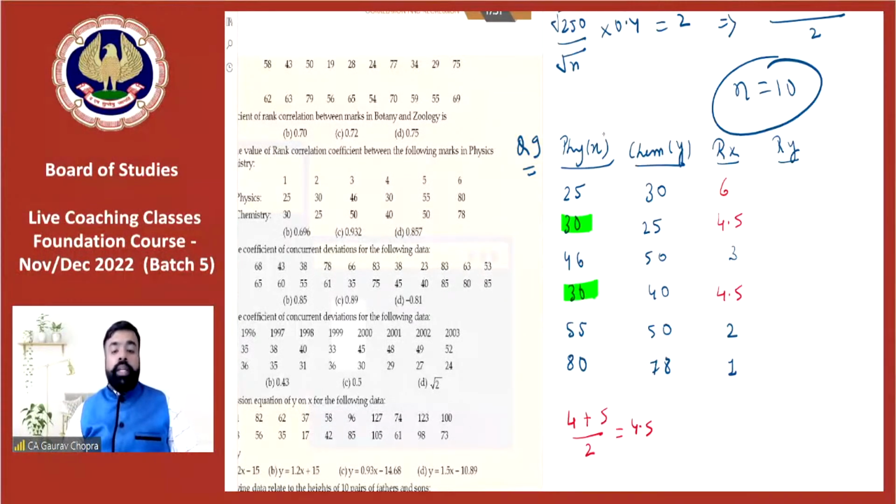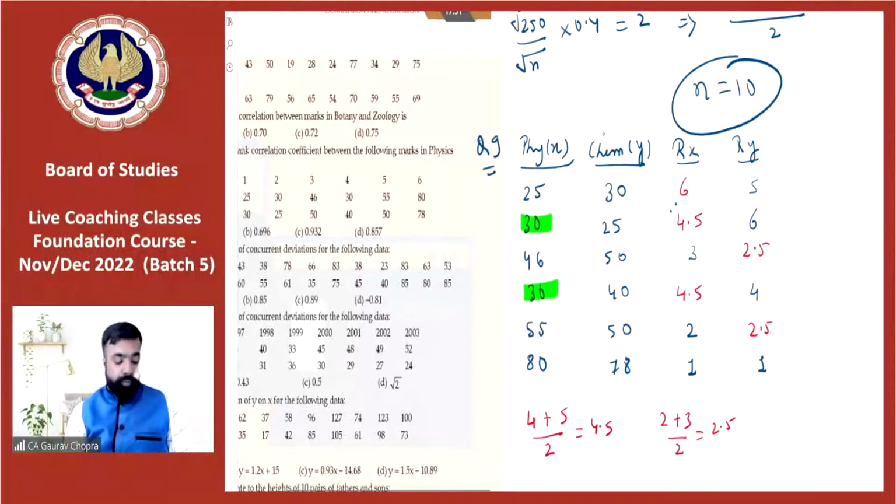Similarly, you can calculate rank for series Y. For series Y, the first rank at 78, second rank at 50. So again, there is a tie between second and third rank. So average will be 2.5. So 2.5 and one more 2.5. Then next rank will be fourth rank at 40, then fifth rank at 30, last rank at 25.